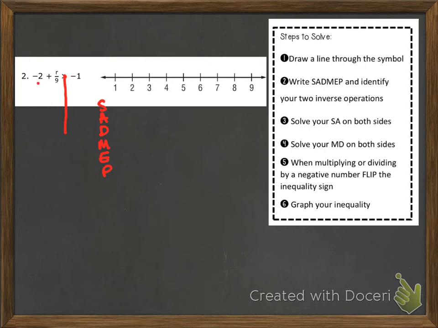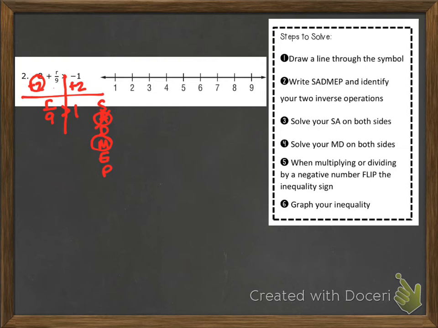This is negative 2, so my inverse operation would be adding. This is dividing, so my inverse operation would be multiplying. So my first step is to add 2 on both sides. This becomes 0. R divided by 9 is greater than. Those are different signs, which means I subtract. So 2 minus 1 is 1. 2 has a greater absolute value, so therefore my 1 is positive.